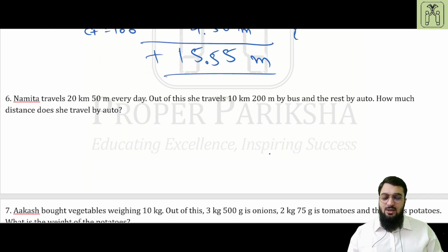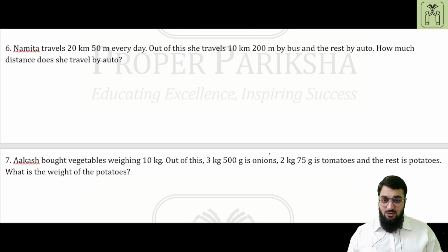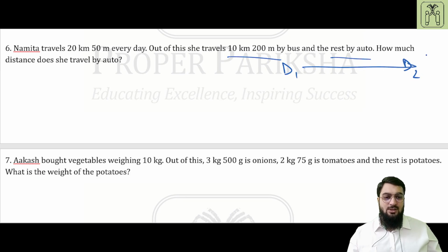Namita travels 20 kilometer 5 meter every day. Out of this, she travels this much distance by bus and the rest by auto. How much distance does she travel with the auto? So basically, it is saying that a total distance, let us say this is destination 1 and this is destination 2, and she goes from destination 1 to destination 2. Okay, so the total distance traveled every day is mentioned.